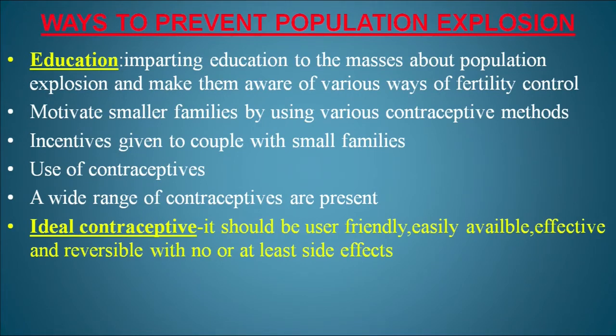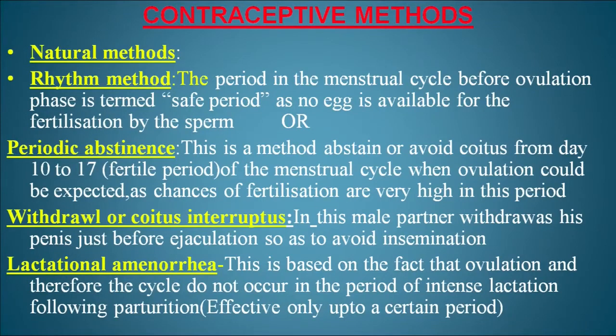Use of contraceptives. A wide range of contraceptives are present in the market. And what is an ideal contraceptive? It should be user friendly, easily available, effective, reversible, and with no or at least minimal side effects. Now, different contraceptive methods. First of all is the natural method. In the natural method, we have the rhythm method, periodic abstinence, withdrawal or coitus interruptus, and lactational amenorrhea.